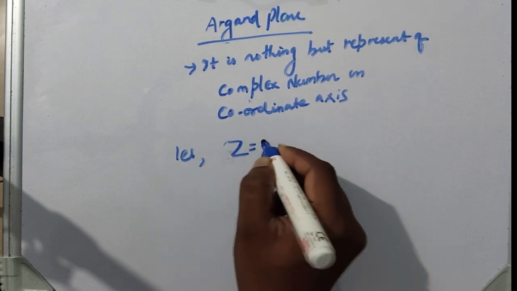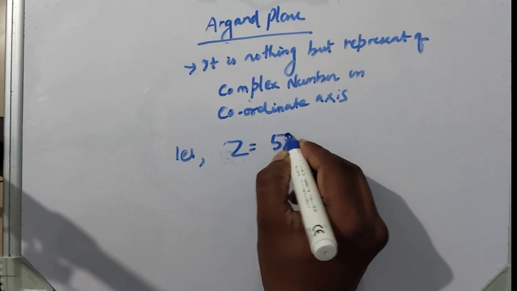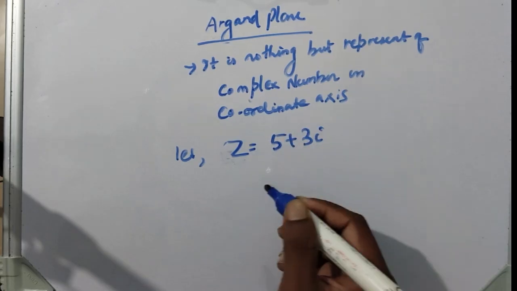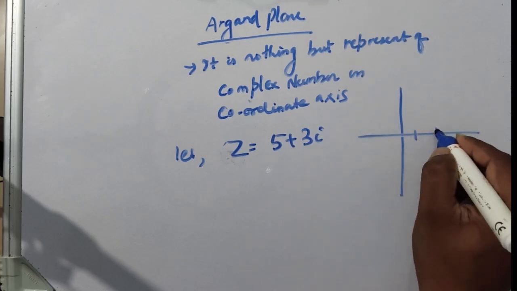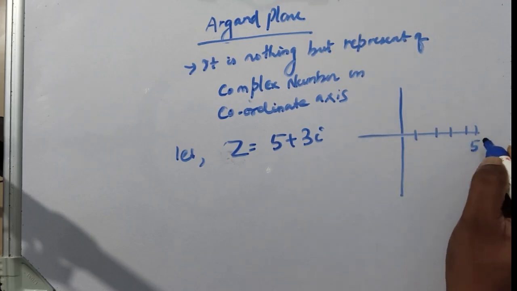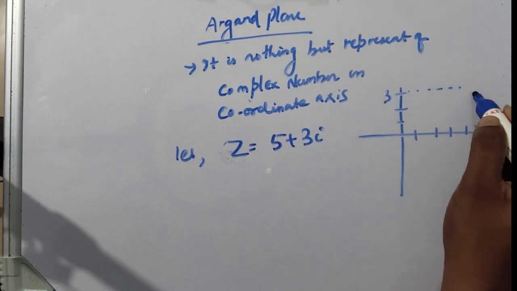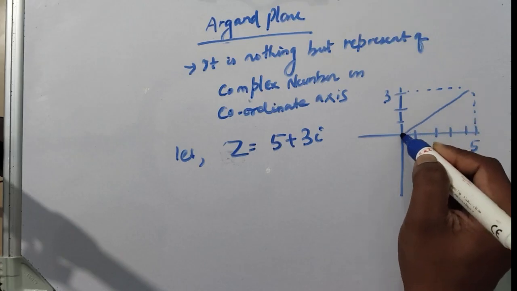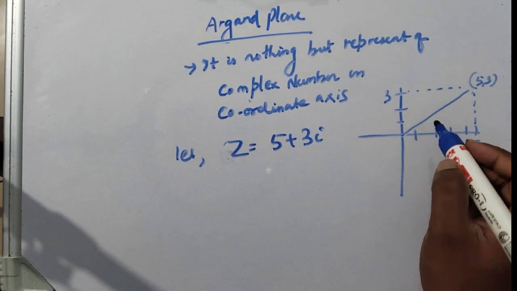Let z be a complex number, 5 plus 3i. Can we represent this on the coordinate axis? Yes. 1, 2, 3, 4, 5. This is 5. 1, 2, 3. This is 3. So this will become 5 comma 3. So now we have represented it.